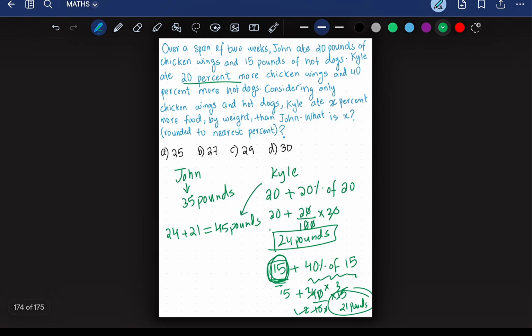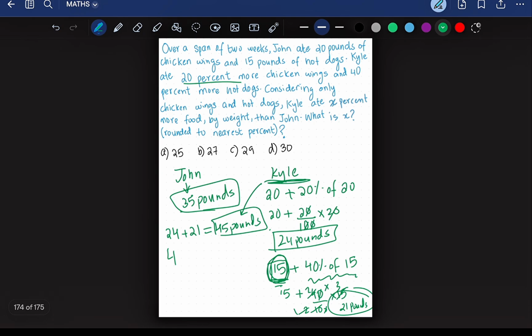And he's had 45 pounds worth of meat, and John has had 35 pounds worth of meat, which is essentially 20 pounds plus 15 pounds of meat that he's had. Now, it says that Kyle ate X% more food. So when you look at how much more Kyle has had, you can either subtract 35 from 45, or you could simply add up the amount more that Kyle has had. So the amount more of meat that Kyle has had will essentially be 4, because he's had 4 more pounds of chicken wings than John.